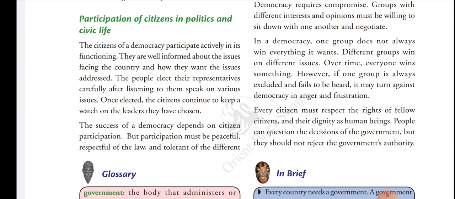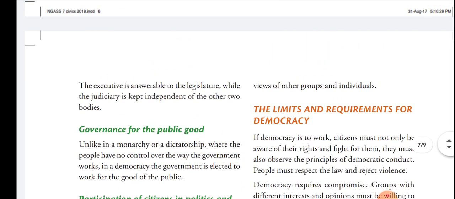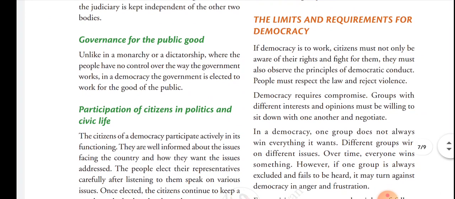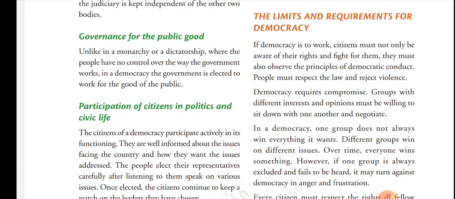How can they participate after the election, after choosing the representative? The people have to check their work. If they are not satisfied, they can show their expression in the next election. Now the next one is the limits and requirements for democracy. If democracy is to work, citizens must not only be aware of their rights and fight for them. They must observe the principles of democracy and follow them. The people must respect the law and reject violence, that is, avoid violence.